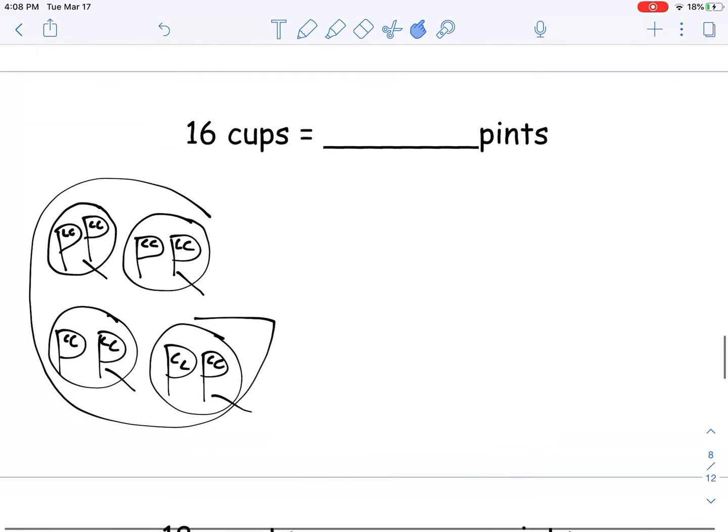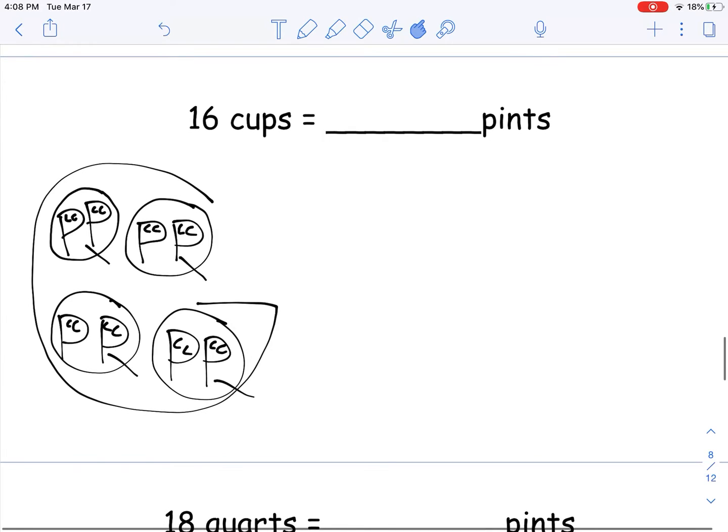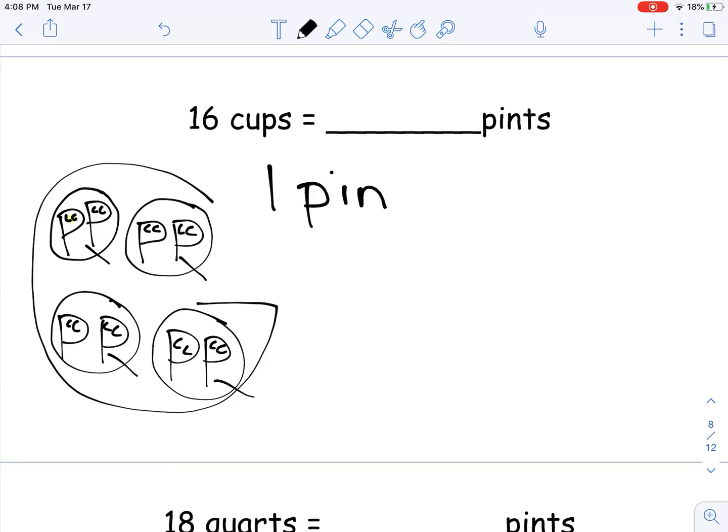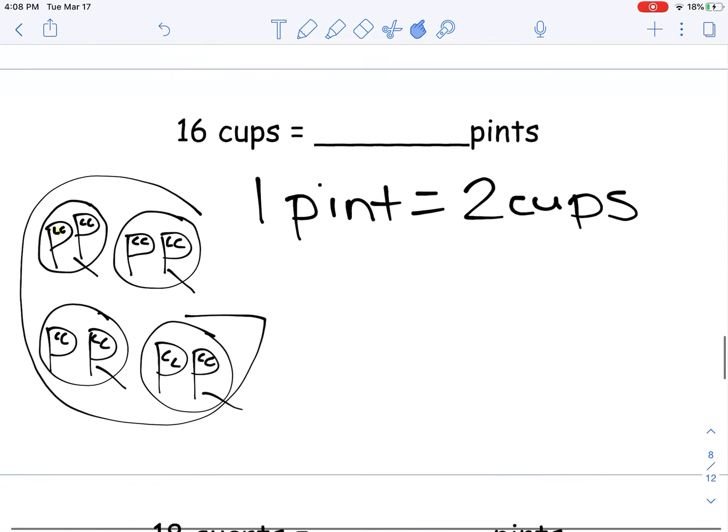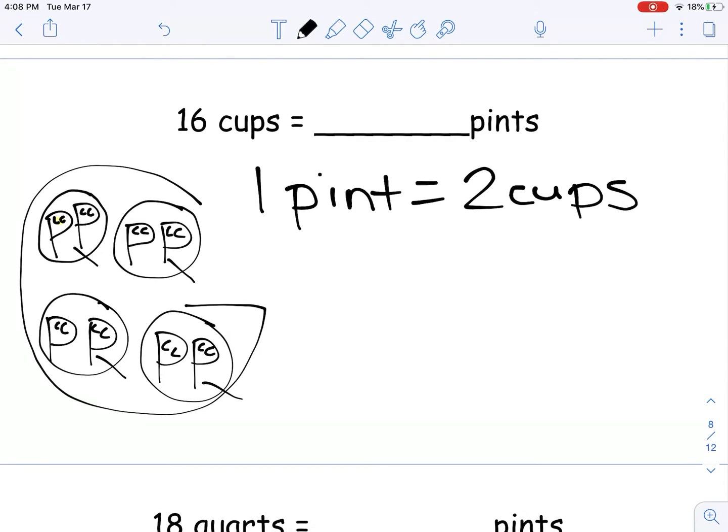And like that strategy before, I already have my Gallon Man here, so I can simply use him. We're looking from cups to pints. So if I look at my picture, how many cups do you see in a pint? Well, I see those 2 C's in a P, so that means 1 pint equals 2 cups. Cups to pints, I can check up here if I need to, or I can remember cups are smaller than pints, so I'm going small to big, which means division.